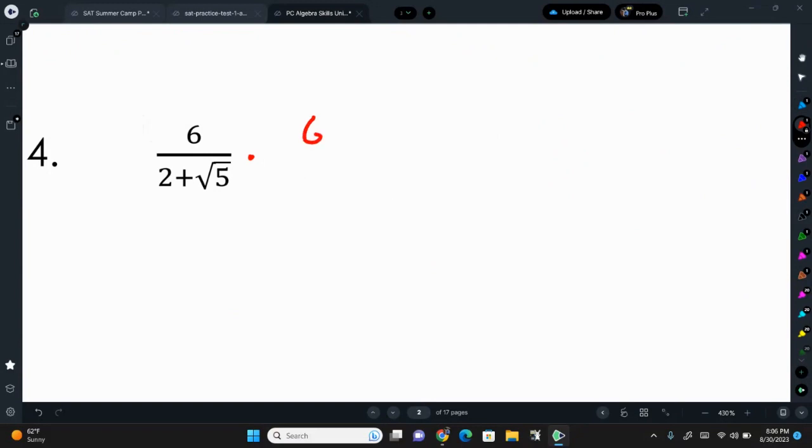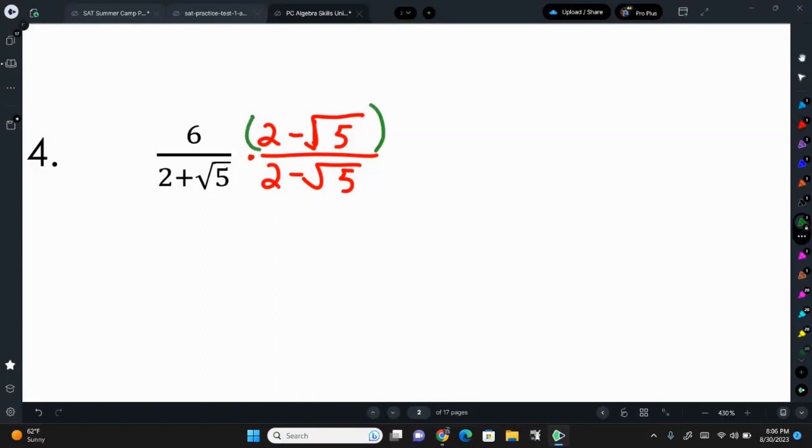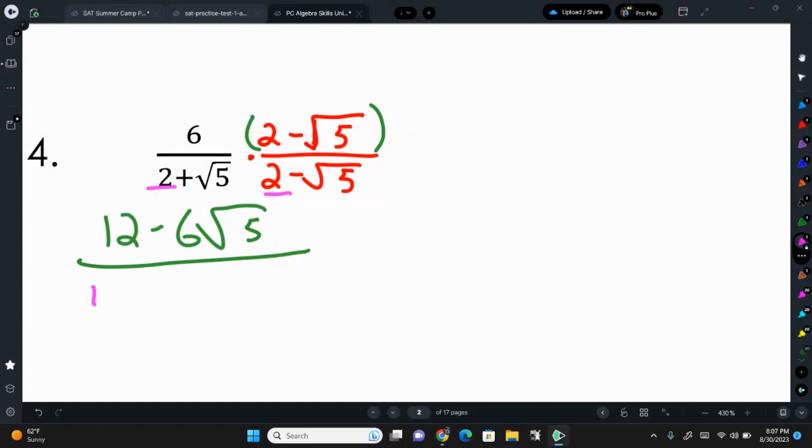It'll save us a little bit of time to multiply top and bottom by 2 minus the square root of 5 over 2 minus the square root of 5. Again, that numerator, we distribute that 6 to both things, so 12 minus 6 times the square root of 5. But in the denominator, I'm only going to multiply 2 times 2. And then positive square root of 5 times negative square root of 5, that's going to be negative square root of 25, which is going to be just negative 5.